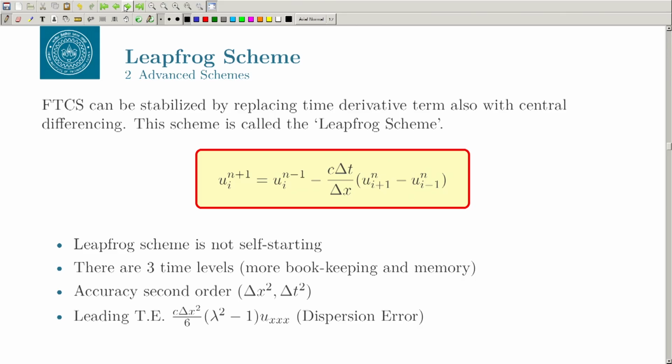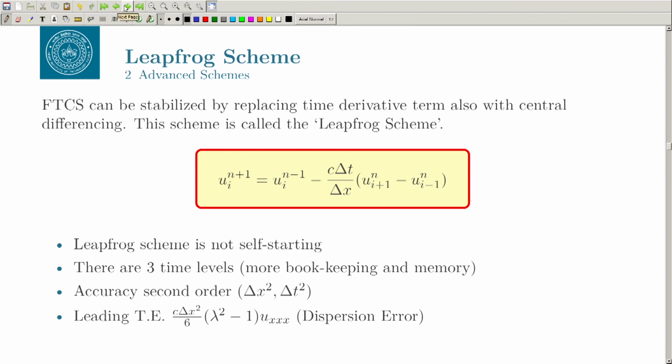Hello everyone, welcome back. Today we will look at some more schemes, and the two main schemes that we are going to see today are the leapfrog scheme and the Lax-Wendroff scheme. Also, we will briefly see another scheme which was proposed by Warming and Beam, the Beam-Warming scheme.